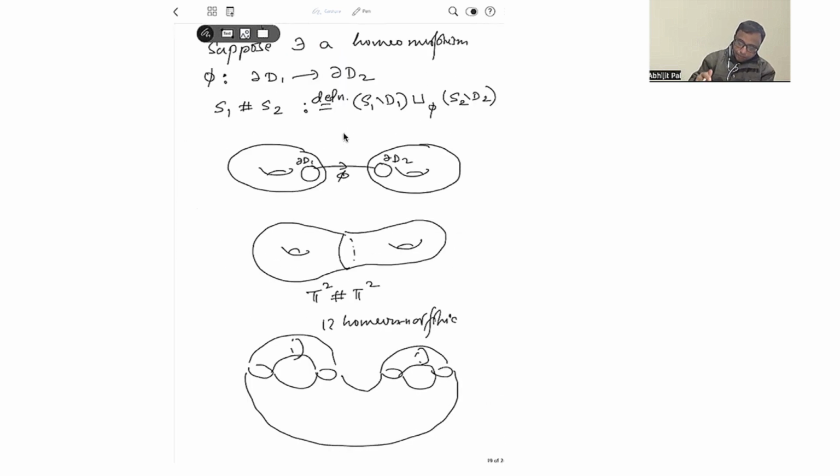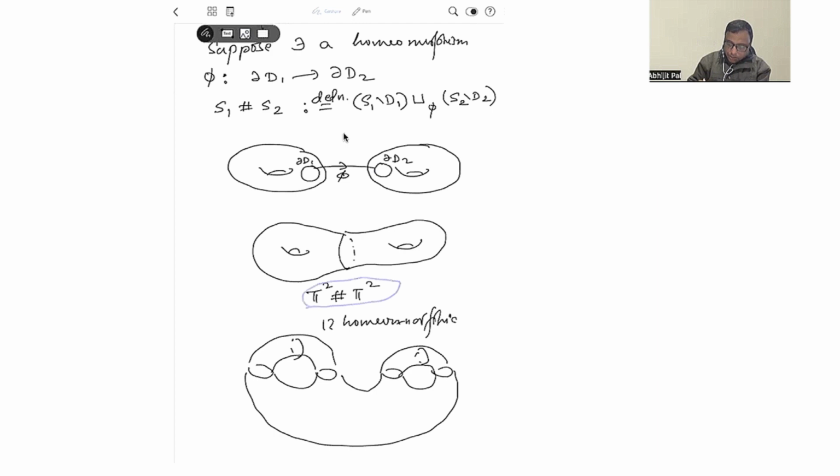Now what you do is attach this ∂D1 to ∂D2 by a homeomorphism. That is the thing written here. This is called the connected sum. This φ is the homeomorphism from ∂D1 to ∂D2, and you attach this torus with one boundary component to this other torus with its boundary component. So you attach the boundary components to get this connected sum.